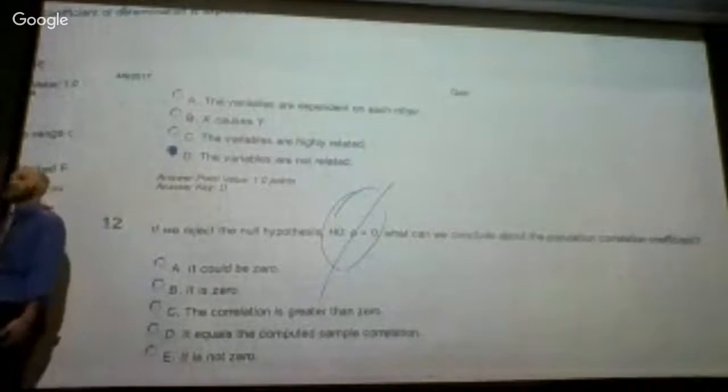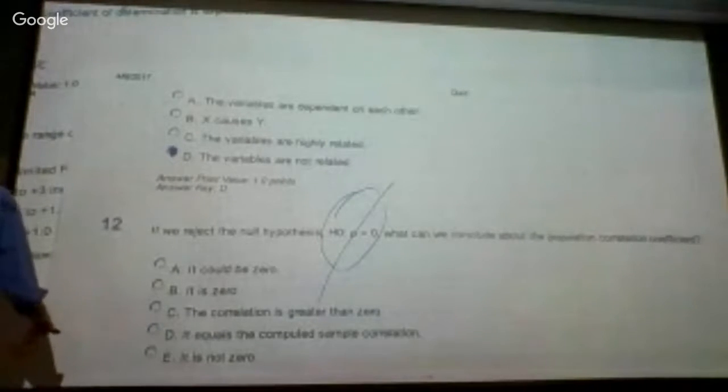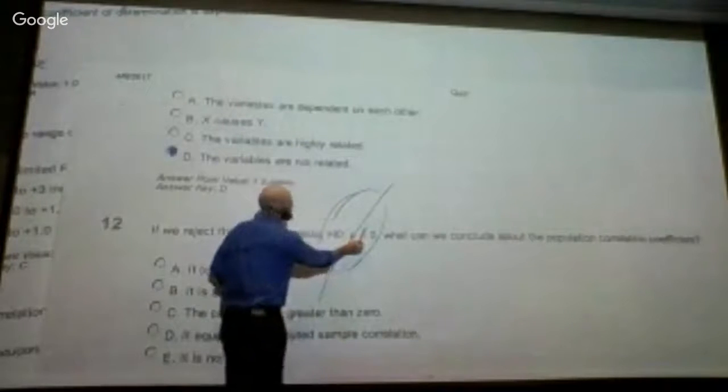What do you think? If we reject the notion that it is 0, we conclude that it is not 0. That's the same thing we've been doing with hypothesis testing from the get-go. If you reject the idea that rho is 0, you conclude HR, that rho is not equal to 0. Non-directional hypothesis, you conclude it is not 0. Granted, R is your best guess or your point estimate, but it doesn't necessarily mean that rho equals R. Not necessarily.